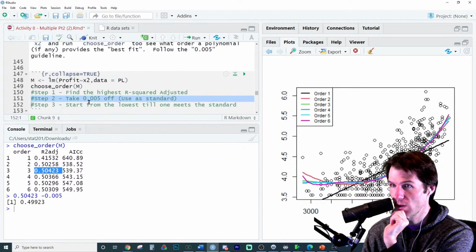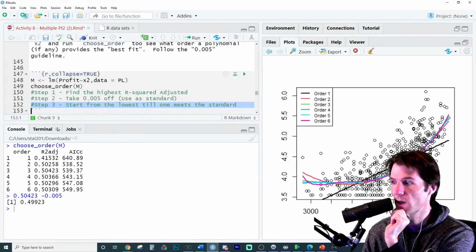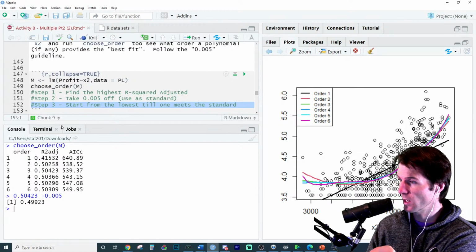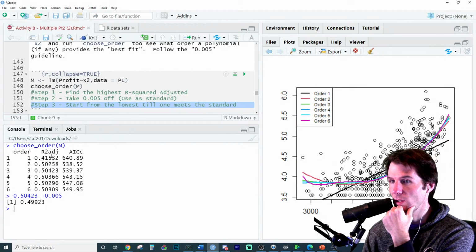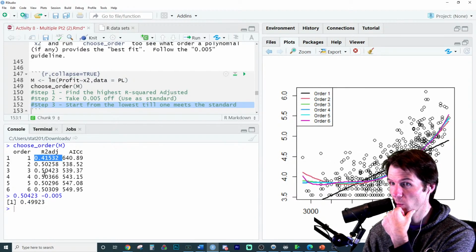So then we ask, and we're on step 3 now that we found our standard, which is we need at least this. That's what the standard means. So now we say, is this first one more than this? Is this first one more than this? No. How about the second one?